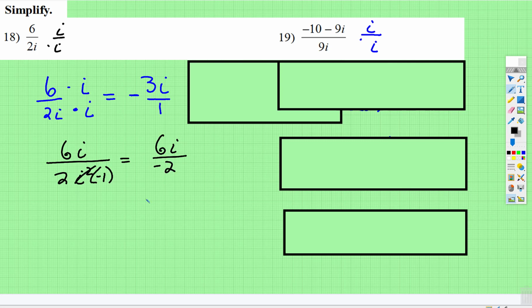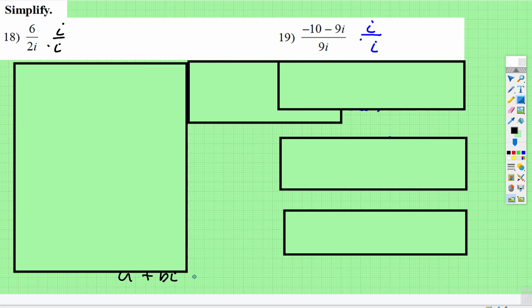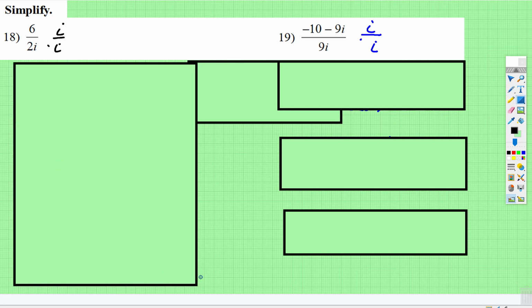6 divided by -2 is -3. And then that's over 1, but we don't have to write it. So we could actually leave it as -3. And if I want it written in complex number form, you would just write 0 subtract 3i, and then you would have it in complex number form. So it depends on what your teacher's asking of you.